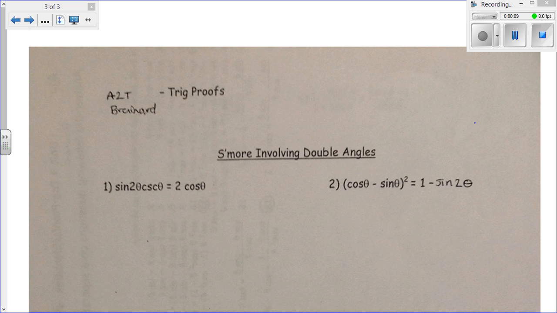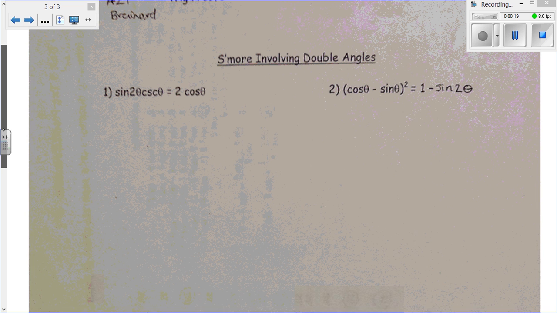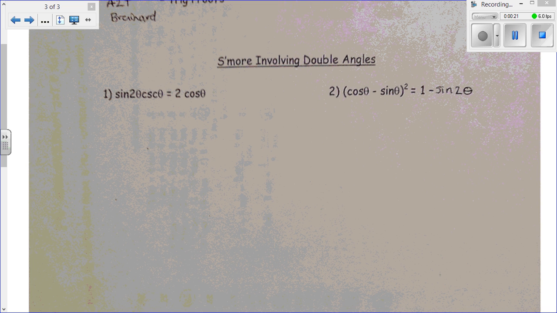Today we are going to be doing the same thing we were doing before, except now we're adding double angles to what we're dealing with. So let's get started.